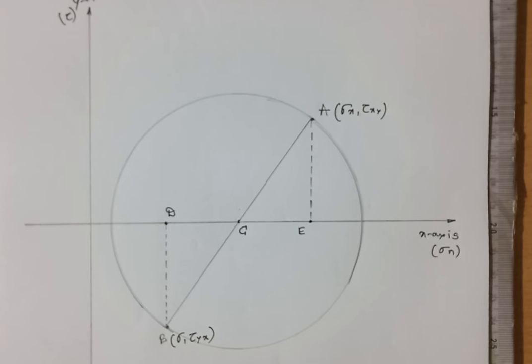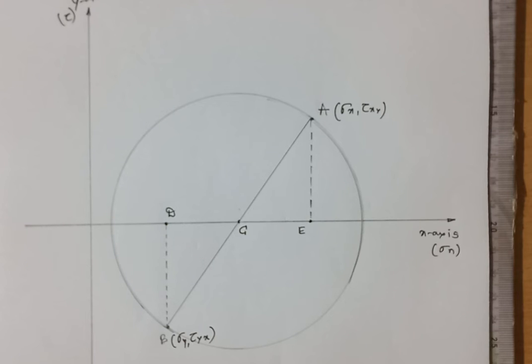Right, so there are many things which are to be marked. We'll go step by step. First, let me mark the principal stresses. So this is sigma y, tau yx. So principal stress, what is the definition of the principal stress? Principal stress is a stress on a plane where the shear stress is 0.